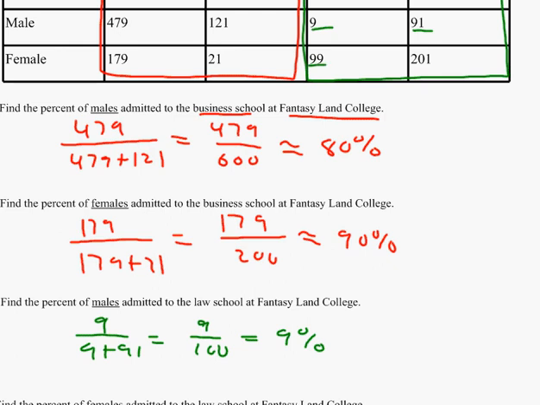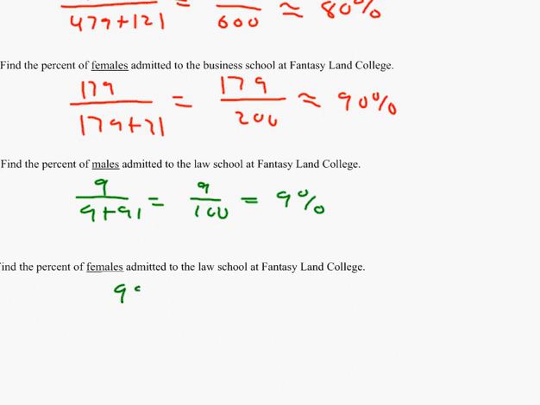Females, it's 99 out of 99 plus 201. 99 were admitted over 99 plus 201 who had applied. And that gives us 99 over 300, which is just about a third, or 33%. Okay, now this should be really surprising to you, because what you're noticing now is when you look inside just the law school, the percentage of females who applied and were accepted is higher than the percent of males who applied and were accepted.